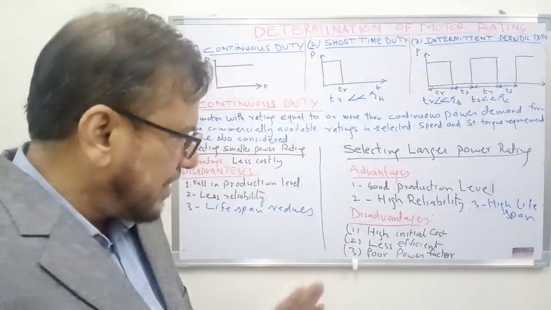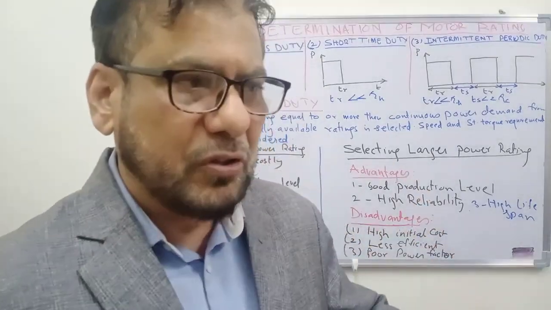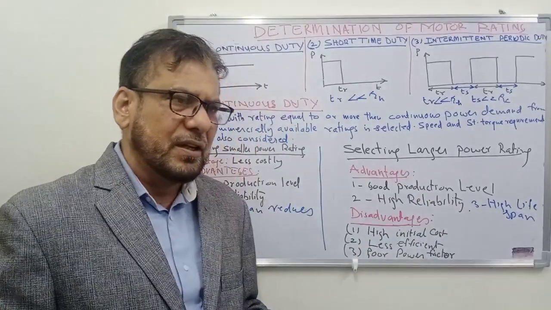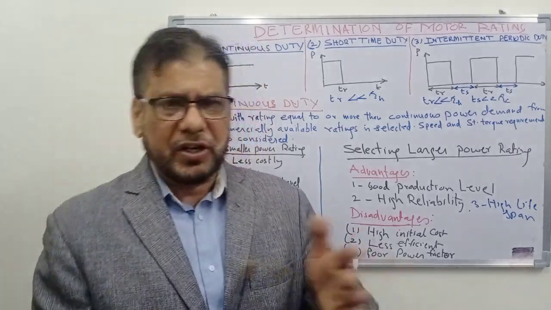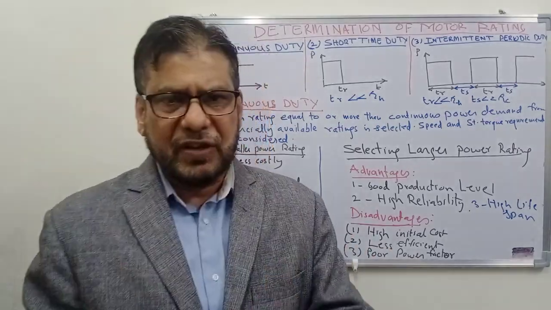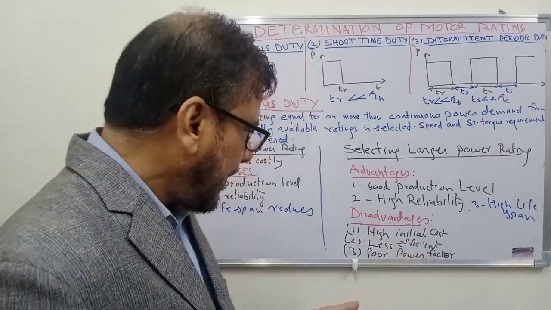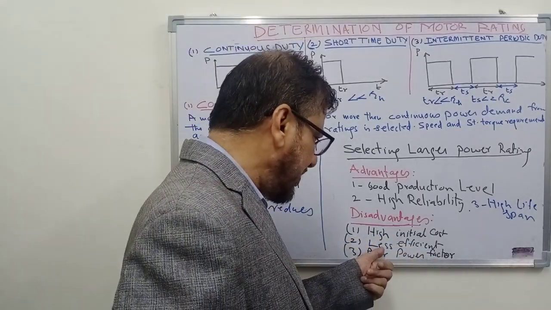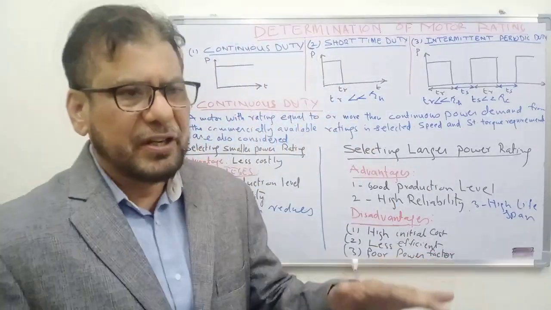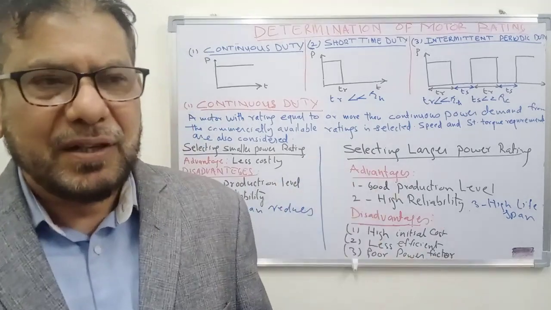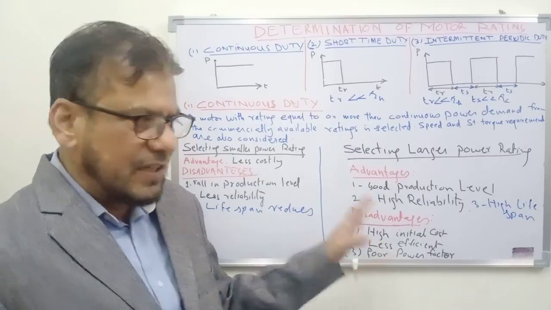The disadvantages that you will face here: it will have a high initial cost. Of course, you are selecting a motor of higher power rating, so the cost will be higher. You have the option of selecting a motor of 40 kilowatt or 45 kilowatt. You have chosen the motor of 45 kilowatt. So in that case the cost of the motor will be high. And also it will be less efficient. The higher the motor power rating, the more will be the iron loss, the continuous loss, and it will be a less efficient motor.